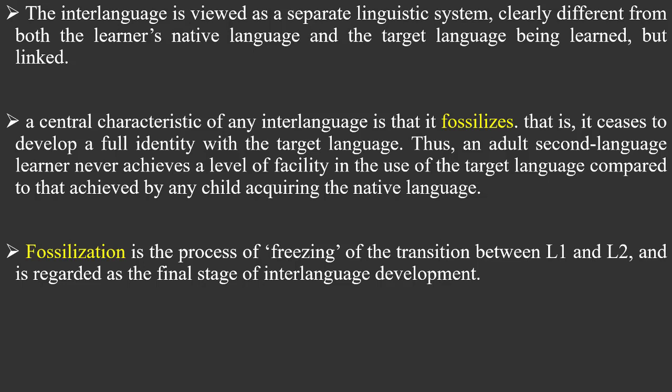So when an adult second language learner learns, they don't achieve the level of facility. They don't achieve a level of fluency, or let's say just fluency, because you can in fact achieve the level of accuracy, but fluency is questionable in the target language in comparison to what a child acquires in their native language.